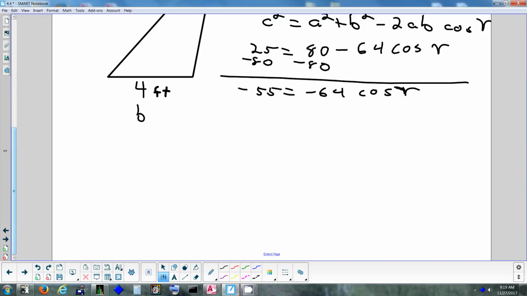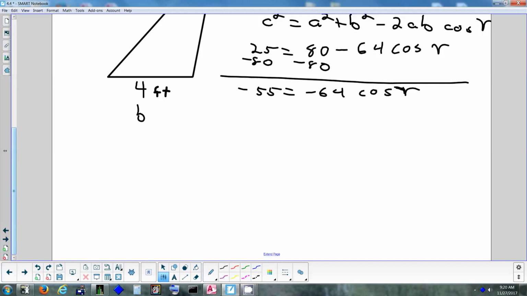Well, what are you trying to get by itself? The cosine. Well, we want the variable by itself, right? Eventually, that's the thing we want all by itself. So what's the variable here? Is it gamma? Gamma. So there's two things that are preventing gamma from being alone. One is the cosine. What's the other thing? The negative 64. Yeah, let's focus on that.